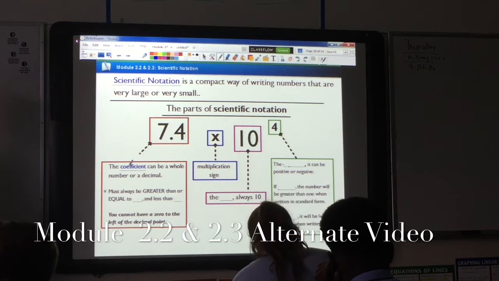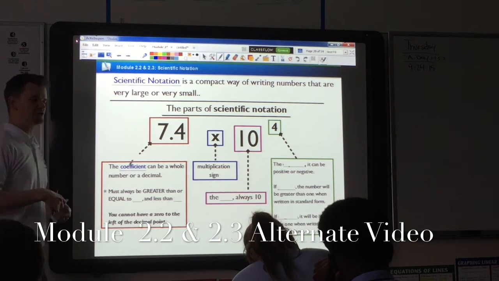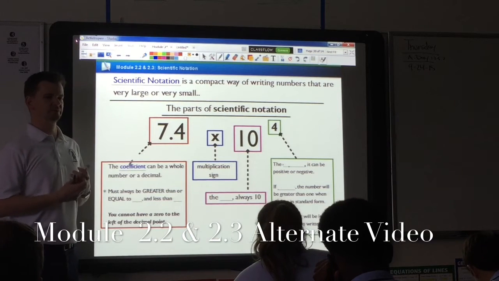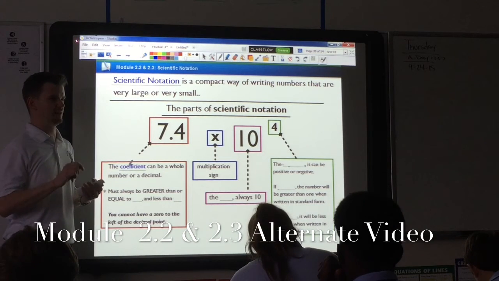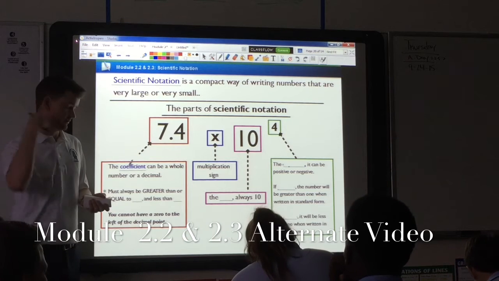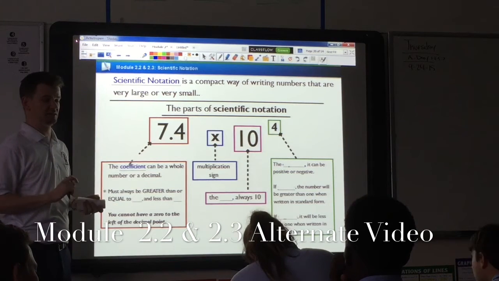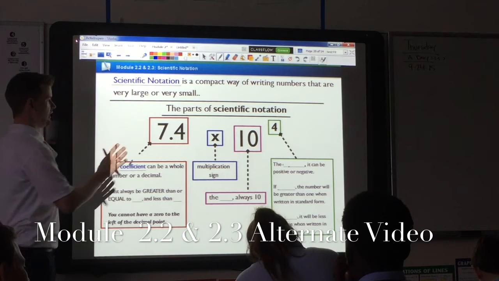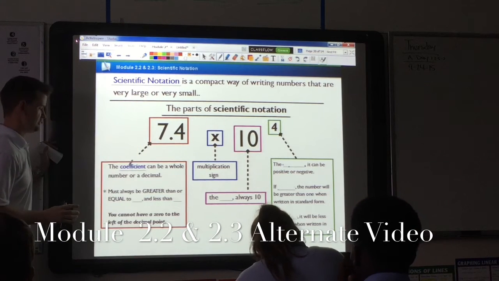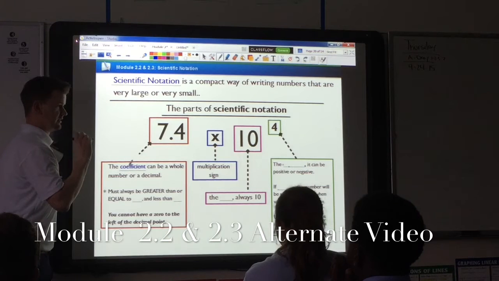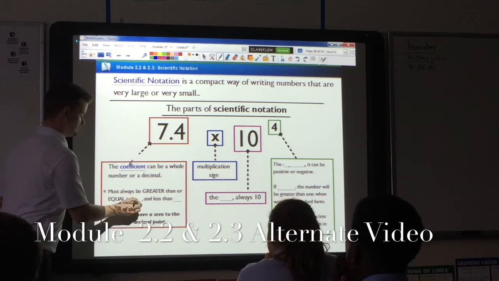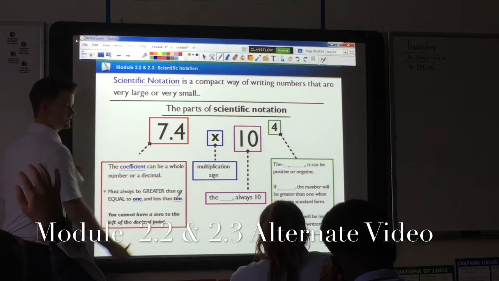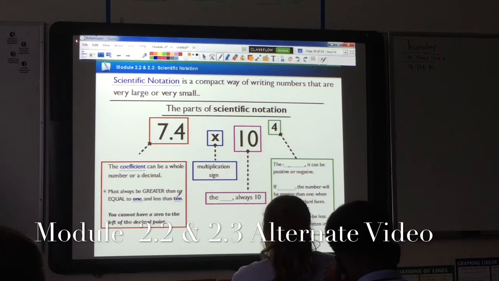And a coefficient can be a whole number. It can also be a decimal. There are some very important rules that you must never forget regarding your coefficient, because they apply for this entire lesson, they apply for the next lesson, they apply through the entire year. When you have a coefficient in scientific notation, it must always be greater than or equal to 1, and the coefficient must be less than 10.